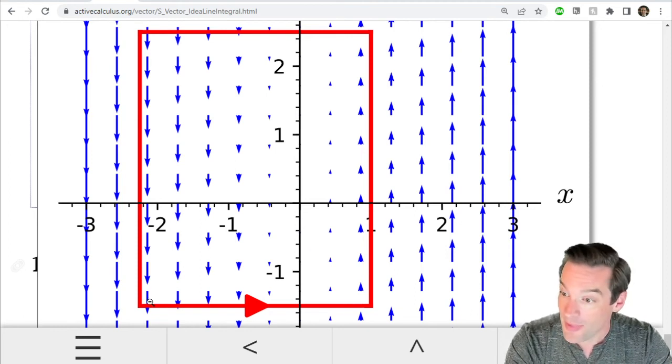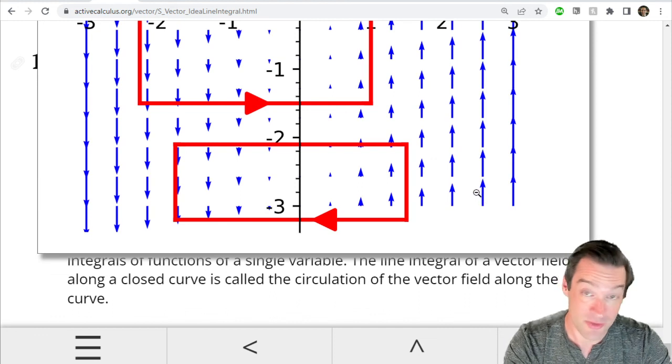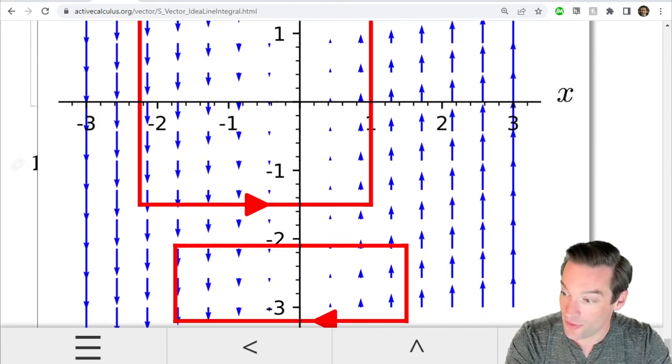And so that means that my counterclockwise paths will give me a positive circulation, and my clockwise paths are going to give me a negative circulation. And those are the predictions we would make on this example.